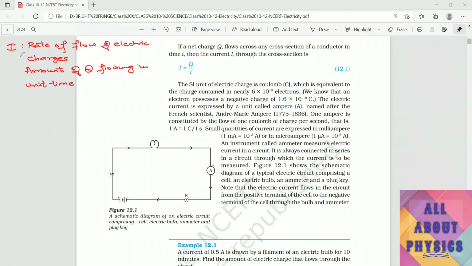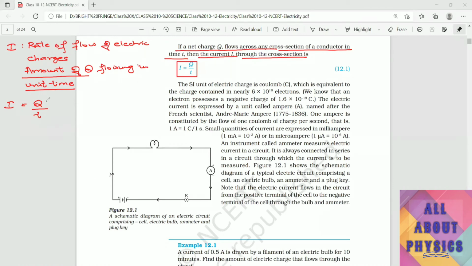As we now know that electric current is the rate of flow of electric charges, or it is the amount of charge flowing in unit time, right? So flowing in unit time. So we can mathematically relate current, charge and time as I equals Q upon T. Okay, so you can underline this in your book that if a net charge Q flows across any cross section of a conductor in time T, then current I through the cross section is I equals Q upon T. See, whenever you find any formula in the book, you should always enclose that formula in a box.